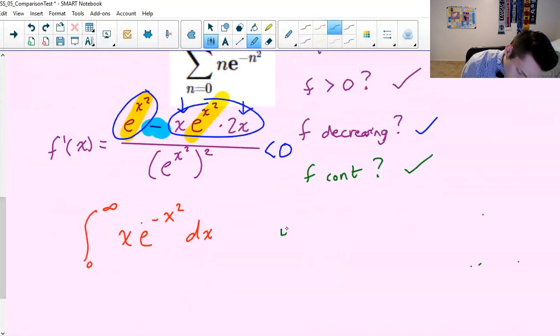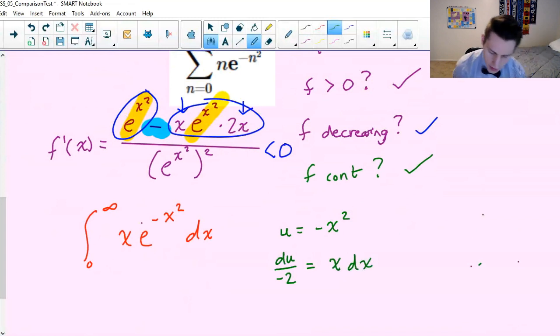Looks like it'd be good time for a u substitution. Take the derivative of both sides, so I'd get du equals negative 2x dx, or du/dx equals negative 2x, and then I'll just rearrange it a little bit so that I bring the negative 2 over.